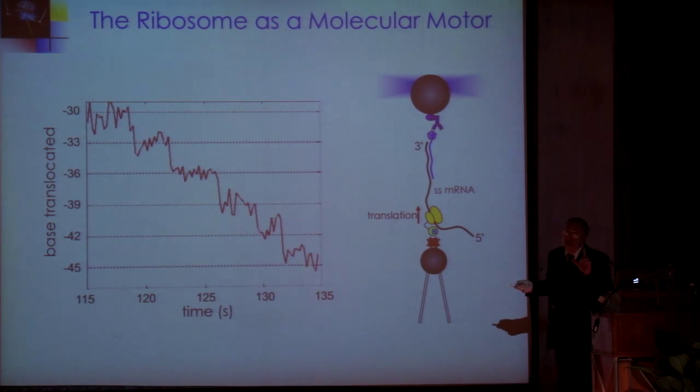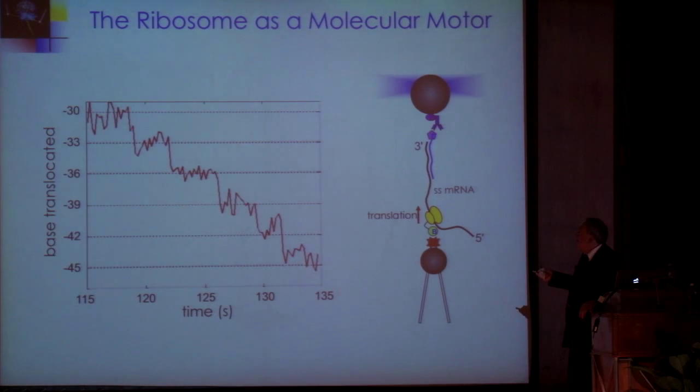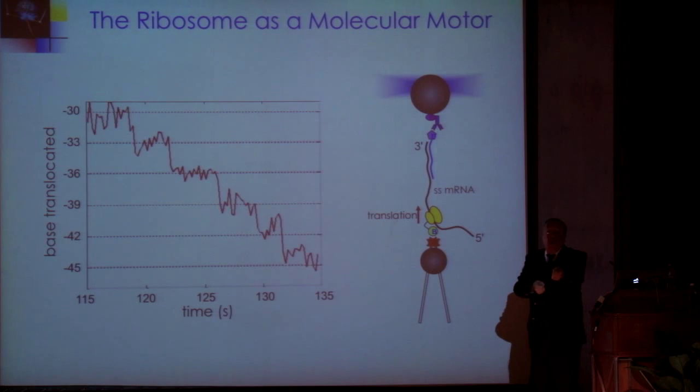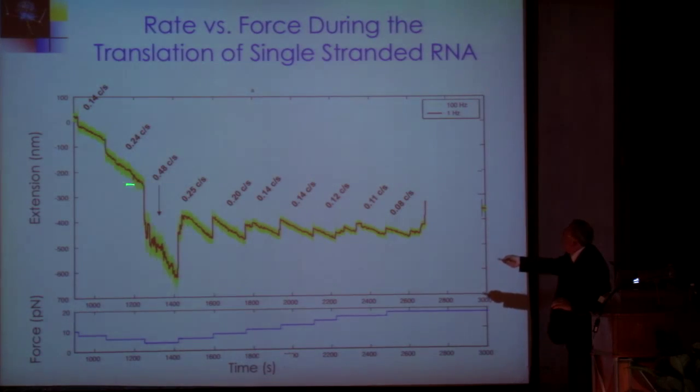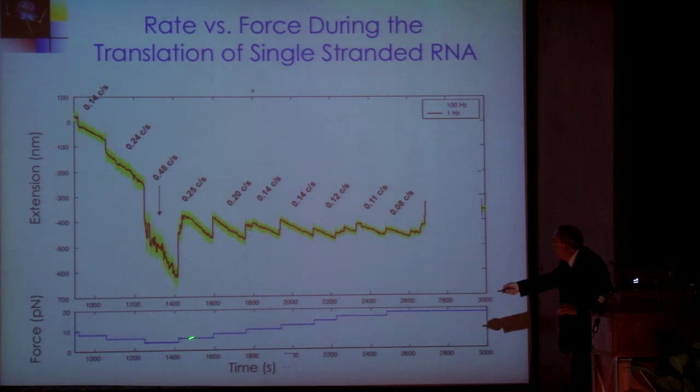In bulk, all of this is averaged out, and you just get translation, but you don't get the dynamics of the machine actually doing the work. And now I can play tug of war, really, and apply more or less force to the molecule and determine, for example, the rate of translation as a function of the force that I apply. So here I decrease the force, and then I increase the force, and I see how the rate of translation of the ribosome changes. In other words, I'm studying the motor properties of the ribosome.